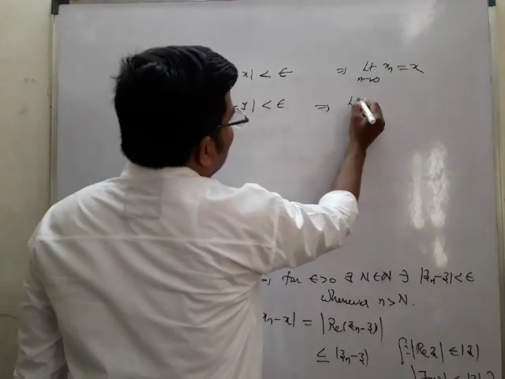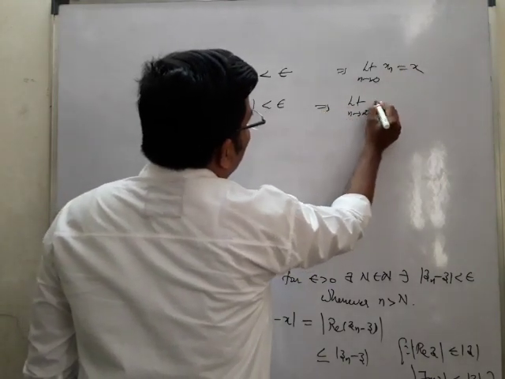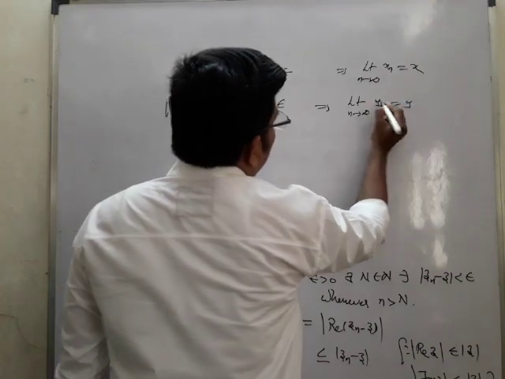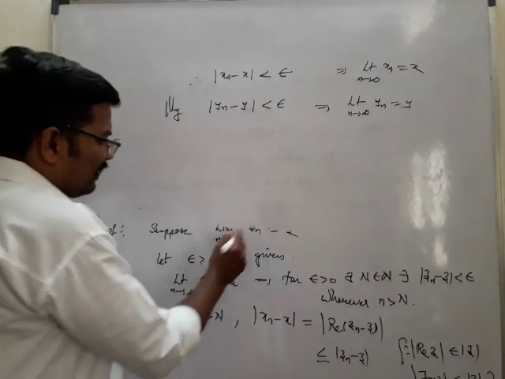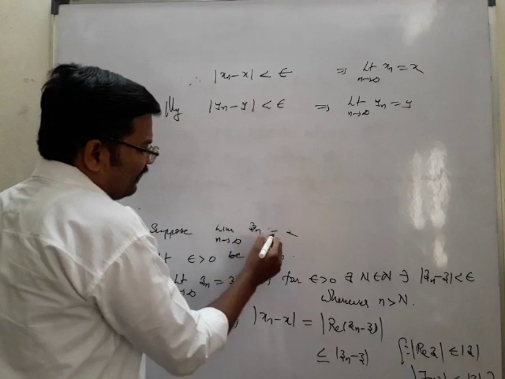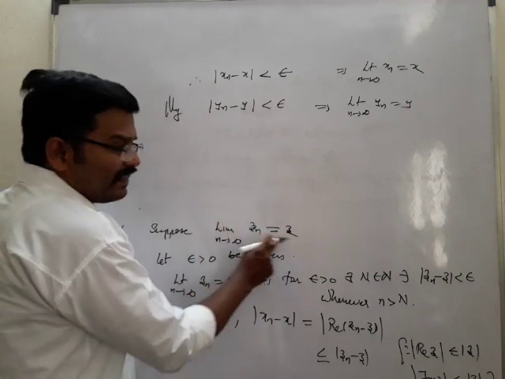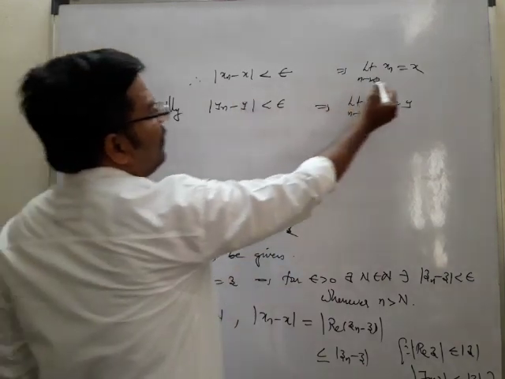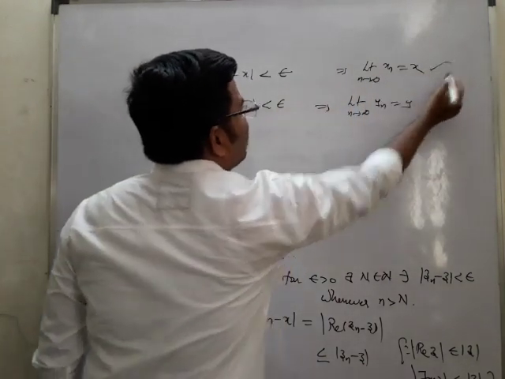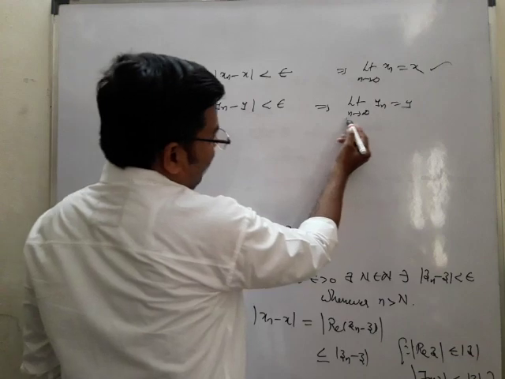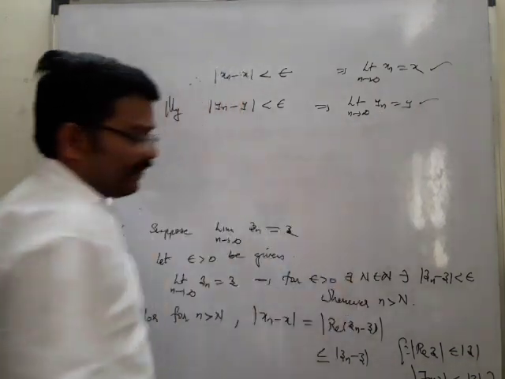So this implies that as n tends to infinity, yn is nothing but y. So we have used that limit of zn as n tends to infinity is equal to z. We have proved that limit of xn as n tends to infinity is equal to x, and limit of yn as n tends to infinity is equal to y. So this is how we have proved.